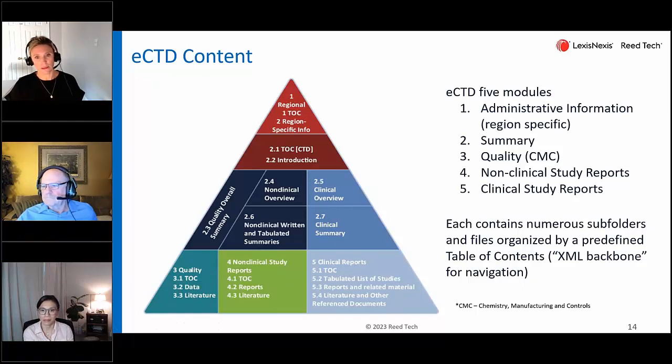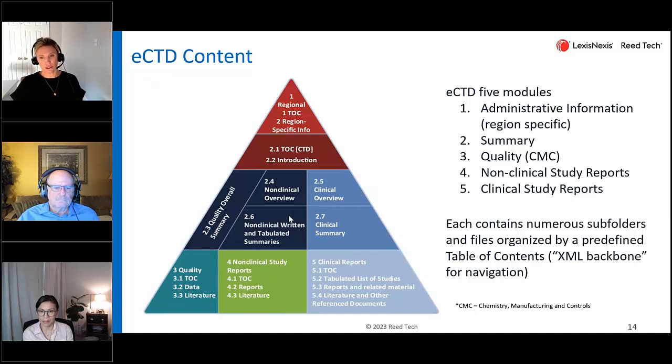So then moving down into Module 2, this is where your summaries reside. And summaries, again, are exactly as they sound. They're going to be the summaries of the rest of the eCTD. So modules 3 through 5 are essentially summarized in Module 2 at a higher level. So for example, in 2.5 you have your clinical overview, and then you have your clinical summaries in 2.7. This summarizes Module 5, which is listed below it. And again, 2.4 and 2.6 summarize the non-clinical studies in Module 4.